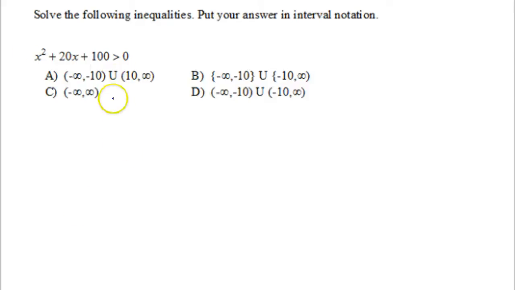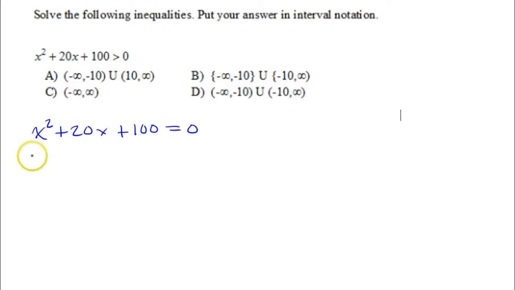In this video, we will solve this polynomial inequality. Well, we already have 0 on one side, which is important. The next step is to solve the related equation. Okay, x squared plus 20x plus 100 equals 0 instead of greater than 0. This will give us the critical values, which we will use as border points on the number line.